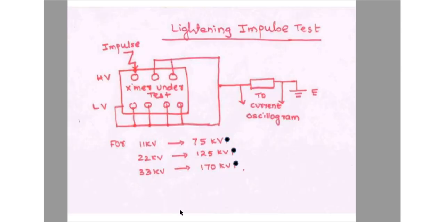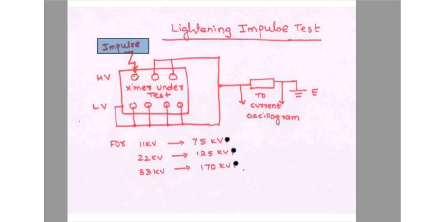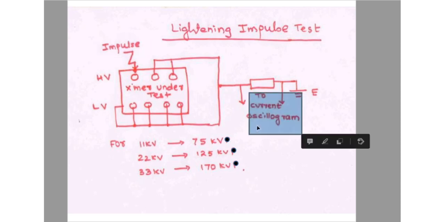This is the connection of the lightning impulse test. This is a transformer which is under test, and as we found in the previous video class, among the 100, we are picking only one transformer to test. So we are going to apply the impulse with the help of the impulse generator on the high voltage side, obviously, and we have to use the oscilloscope. It is not an oscillogram, it is an oscilloscope, and you have to measure the wave shape.